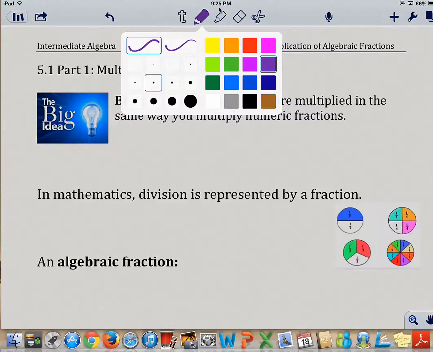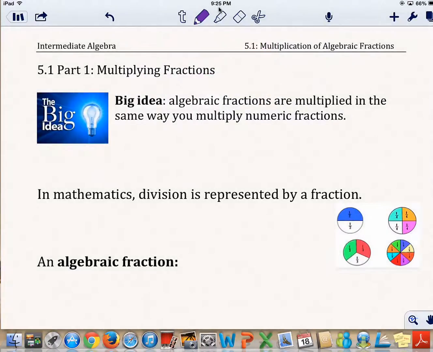So in mathematics, remember that division is represented by a fraction. So over here we have all of these great fractions. We have the fraction 1/2, we have the fraction 1/4, 1/3, 1/8, and all of these, it's taking something and dividing it into pieces. So think about fraction and division in the same sort of region of mathematics.